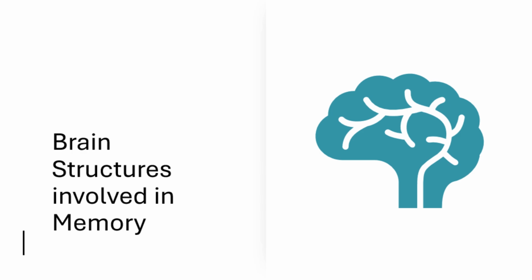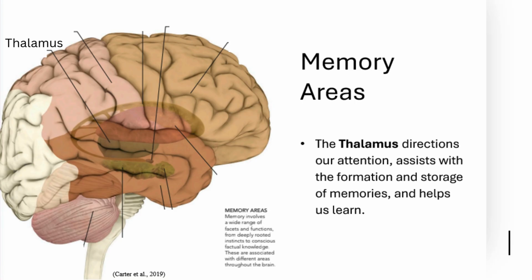Now we will review some brain structures that are highly associated with memory. The thalamus is a key brain structure involved in memory because it directs our attention, assists with the formation and storage of memories, helps us learn, and is involved in processing sensory information. The thalamus can be described as paired, egg-shaped structures that sit side by side in the center of the brain.